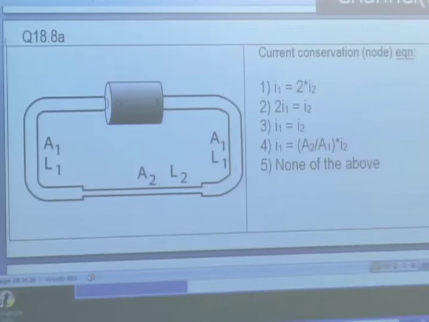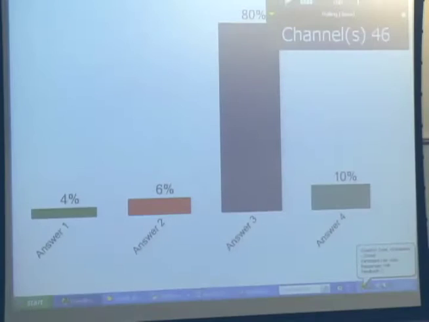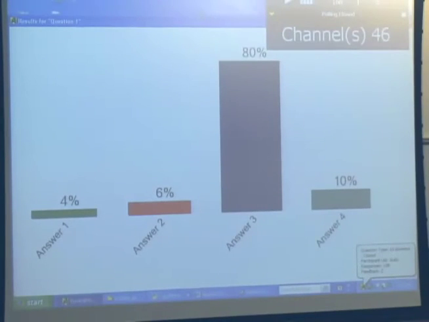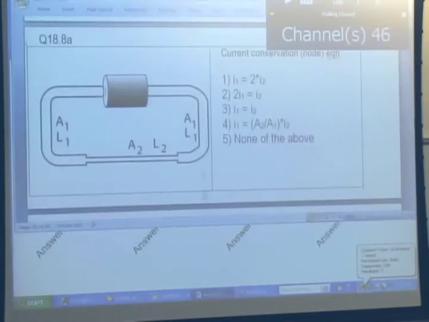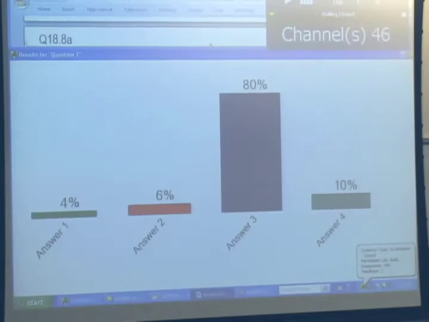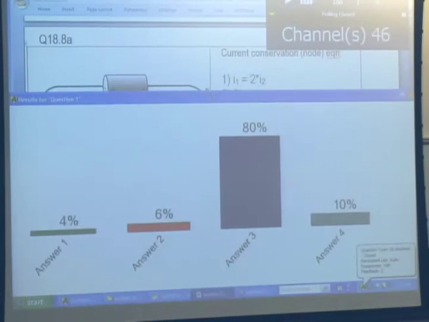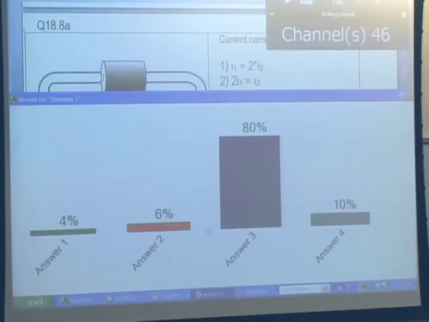Let's start with the node rule. Okay, we all should know this by now. How do we compare the electron current in the thick wire to the electron current in the thin wire? Okay, all right, well, this should be 100% by now, folks. This isn't that difficult. We've been harping on this for quite a while. So if you don't know this, you're going to have to. You're going to have to know it for the test coming up in a week. So be sure you understand this.